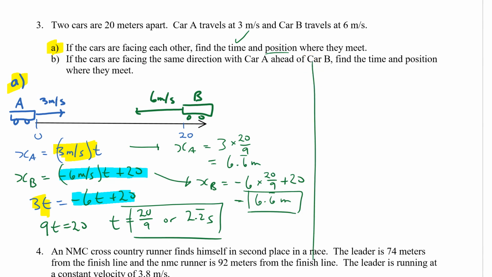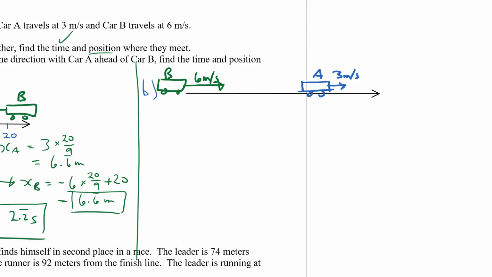I'll separate this and say, okay, now let's take a look at part B. In part B, they are facing the same direction with car A ahead of car B. Here's my really fancy drawing. You'll notice I had to make sure I put car A in front of car B, because car A is the slower one. If we're going to ask when they will catch up, when they will meet, I have to put the slower one out front. So this is 0 again, and this is at 20. And so we can figure this out.